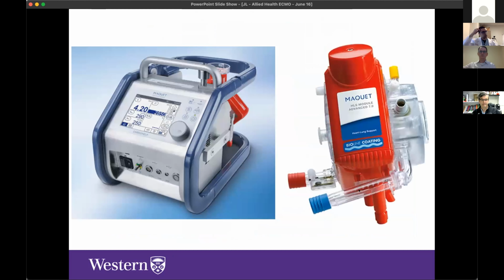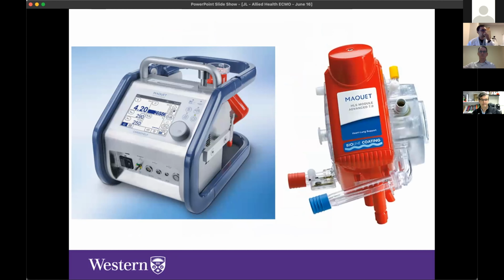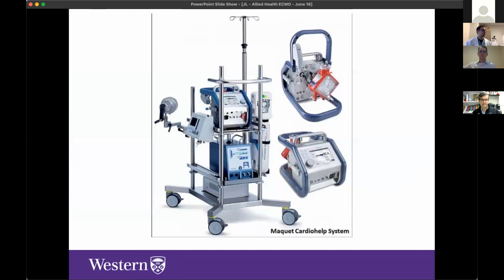We also have this CardioHelp circuit, which is basically the same thing as the previous one, the Rotoflow system, but it's just more compact. As you can see, the pump and the membrane lung, the membrane oxygenator, are connected in one unit just to make it more compact. And the console to control the speed and the other metrics and measurements that you get from the console are all condensed into this one small unit that's a bit easier to travel. So again, this at the bedside would look something like this.